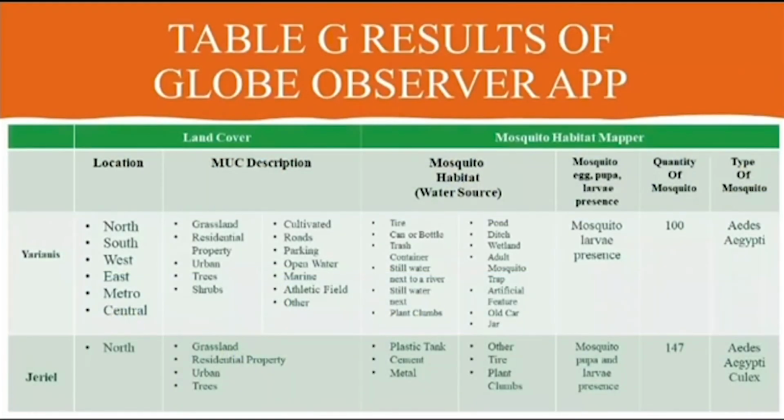We identify the location and MUC description of the land covers. In the Mosquito Habitat Mapper section, we identify the mosquito habitat, water source, mosquito egg, pupa, or larvae presence, the quantity of mosquitoes, and the type of mosquito found.